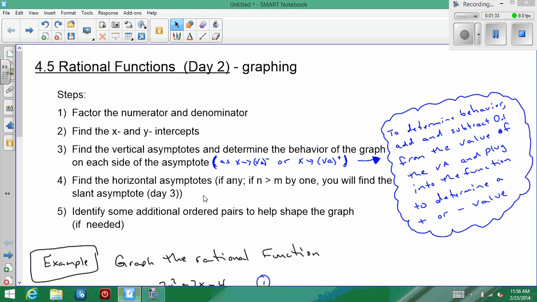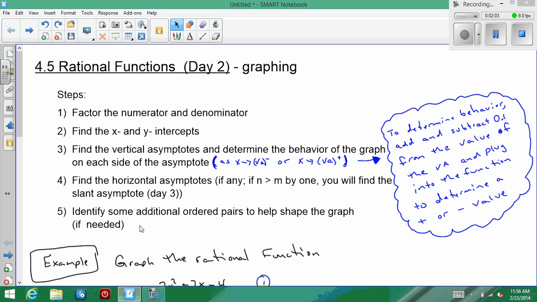For the horizontal asymptote, it's the same thing that we did in day 1. And I'm going to put this little added information in here, which is actually from day 3. If the numerator degree is larger than the denominator degree by 1, then you will end up finding a slant asymptote, which is what we're doing in day 3. But all these steps can be followed no matter which rational function you're doing.